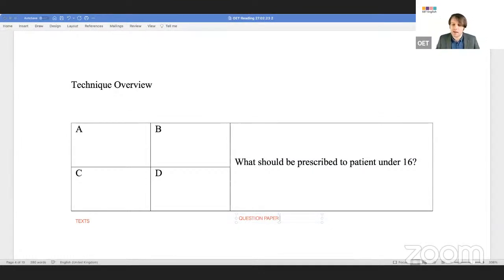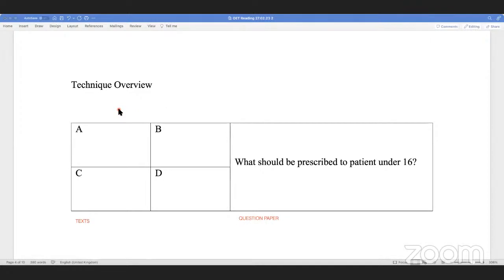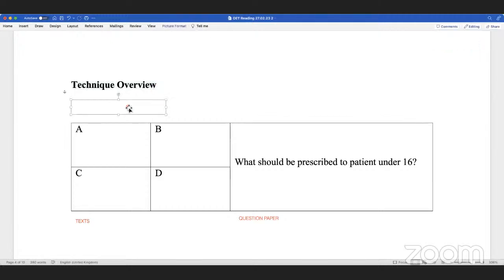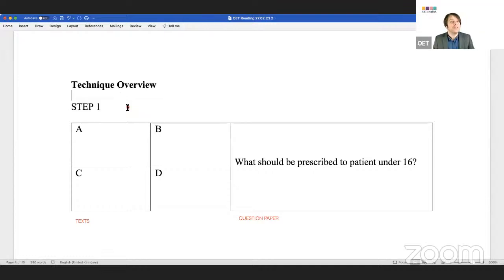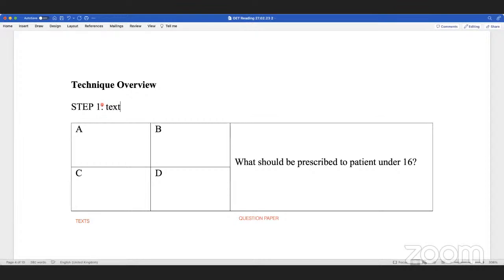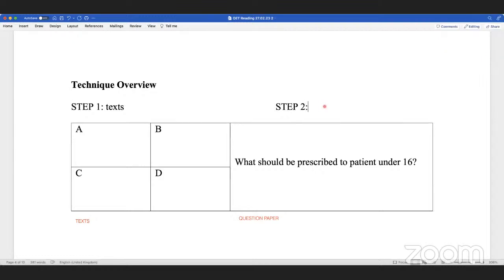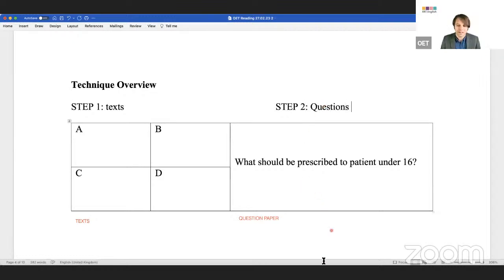Okay. So I'm going to review the overall technique with you guys. Wendy, how many steps are there in my technique, or in the SET technique? How many steps are there in the technique for reading Part A? Anyone? There's only 2. Yeah, someone said 2. So step 1 is the texts step: analyze text. Yeah, exactly. And step 2 is the question paper step. Just the questions. Okay, very simple.